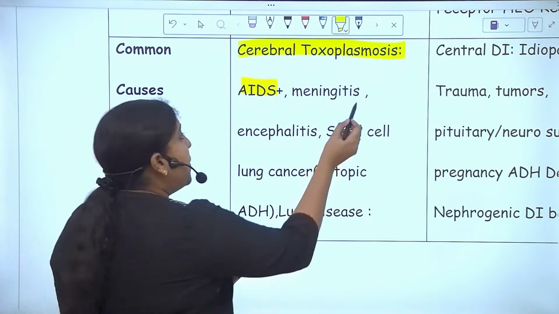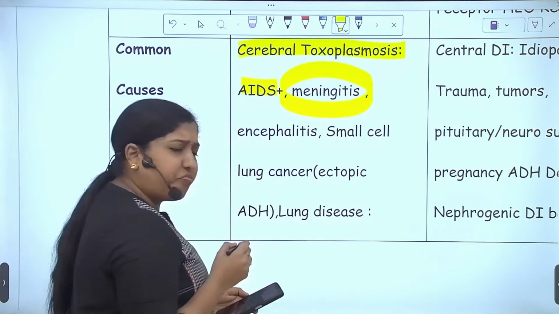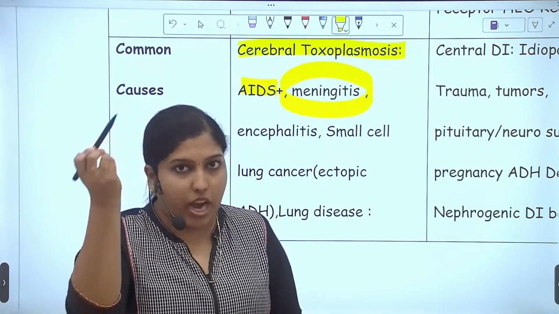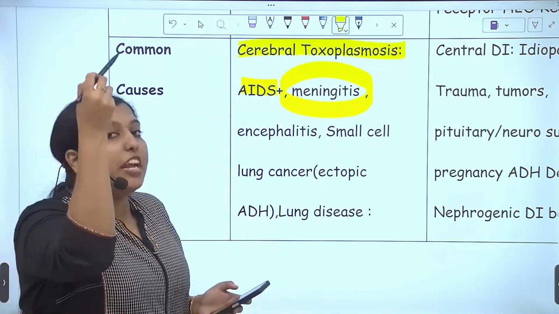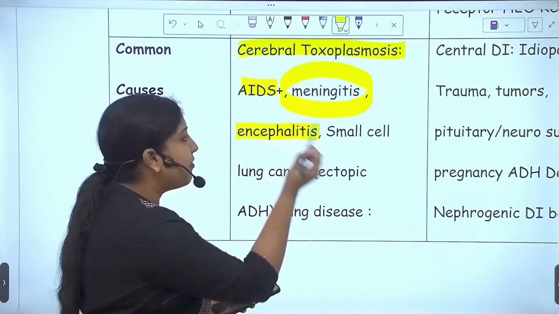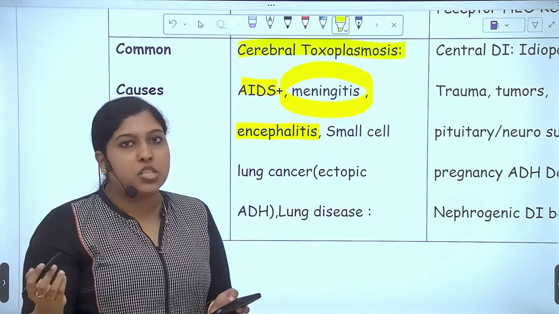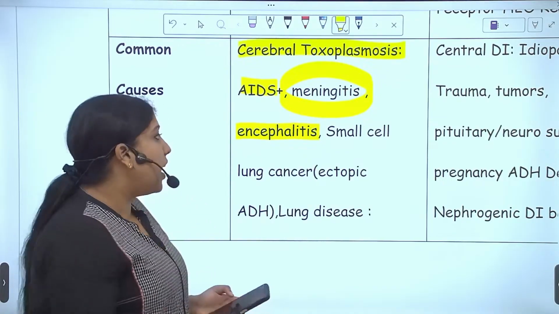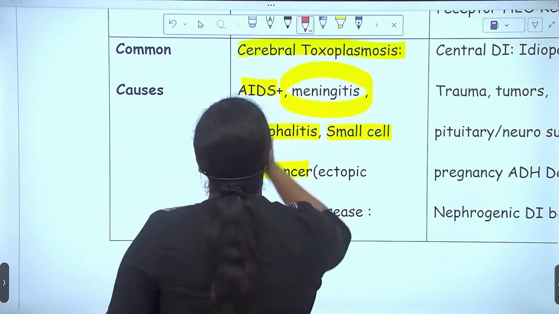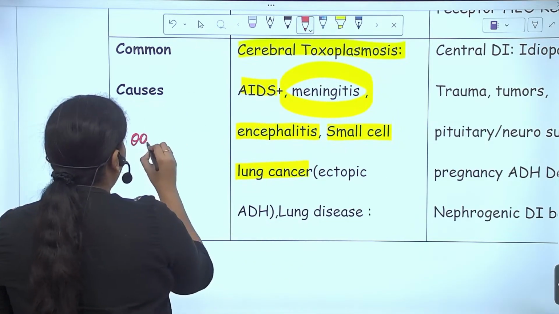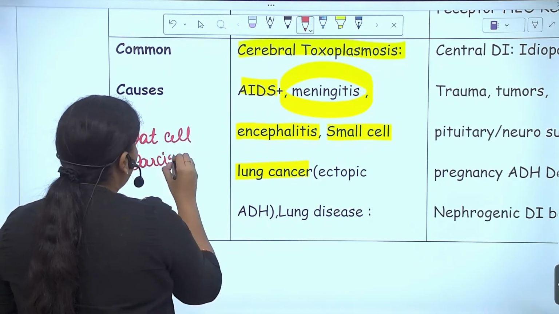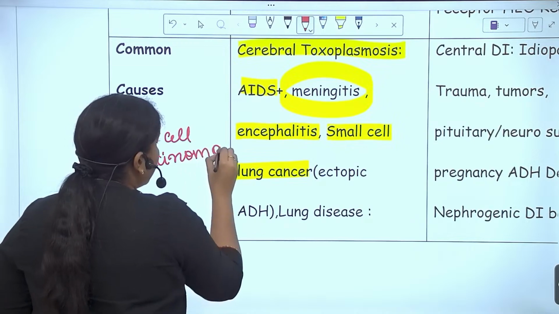Next is meningitis. As I said, in SIADH there is increased production of antidiuretic hormone. Because of any form of infection, which includes meningitis or encephalitis, there will be increased production of ADH. On the other hand, small cell lung carcinoma, otherwise known as oat cell carcinoma, is another important cause of SIADH.